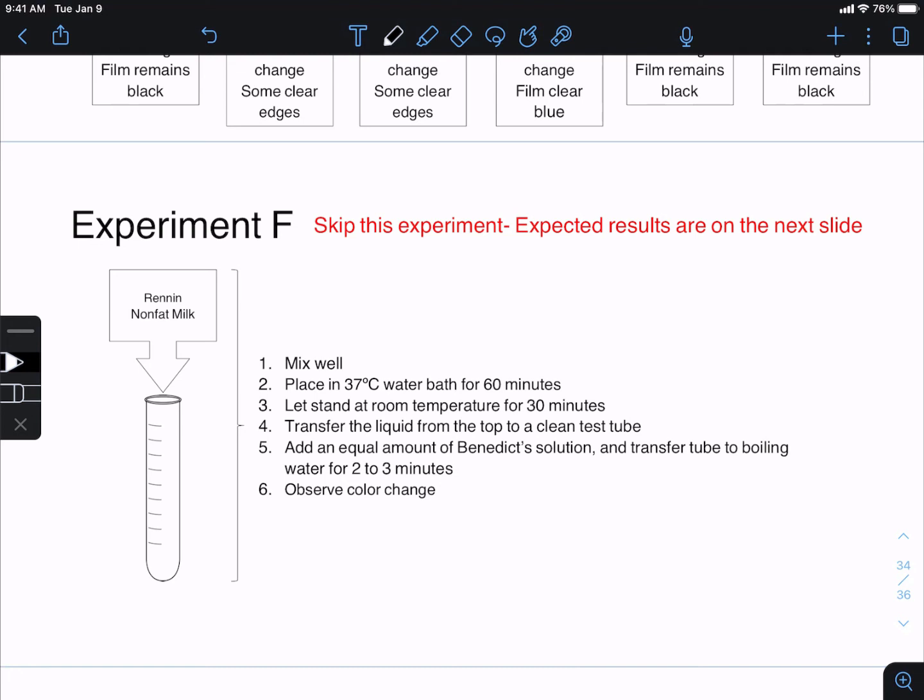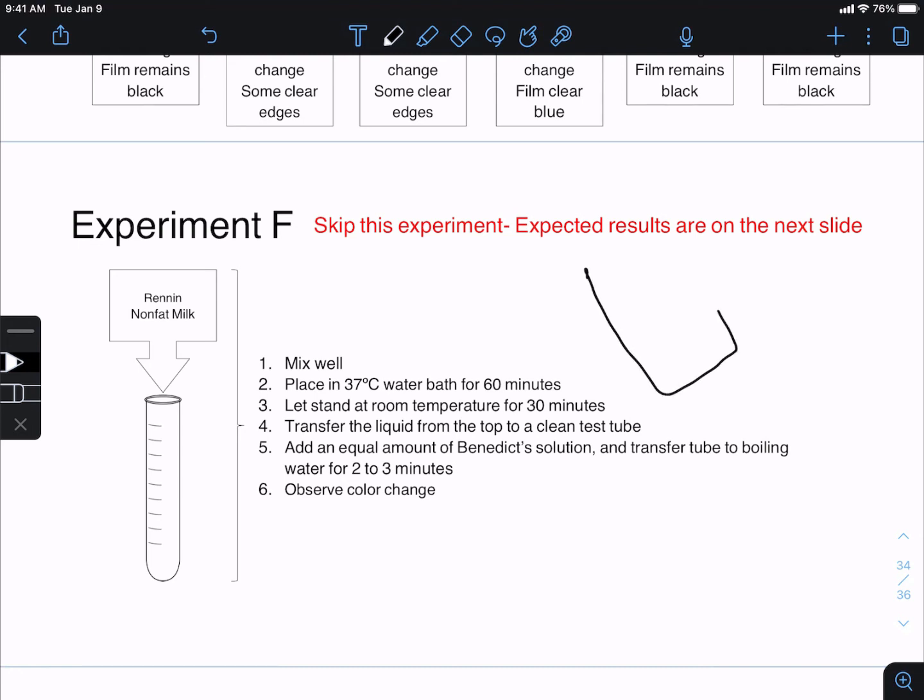And so what I want to do is walk you through the process here. You're going to get another test tube. You're going to put an enzyme in it called renin. Now what renin does is, in milk you have these soluble proteins.